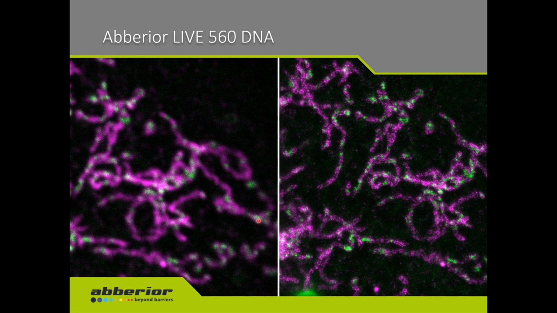Also, with Live 560 DNA, we can use this probe not only for live cell microscopy, but also to stain double-stranded DNA inside fixed cells, and not only double-stranded DNA in the nucleus, but also in mitochondria. So we have stained in magenta TOM20 with antibodies, and in green the mitochondrial DNA with the probe Live 560 DNA. On the left side the confocal image, and on the right side the corresponding STED image. All images I have shown you are raw data.